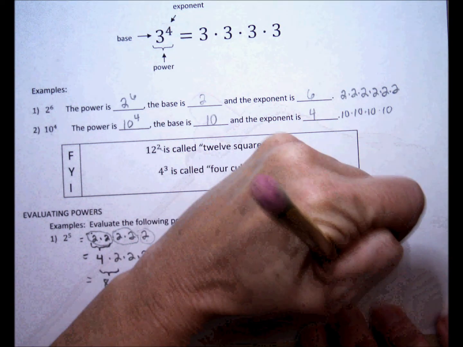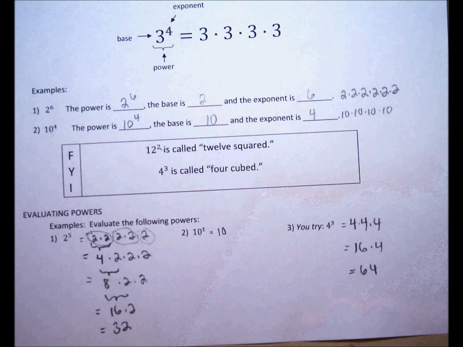Okay, so this is 4 times 4 times 4. There are 3 4's.